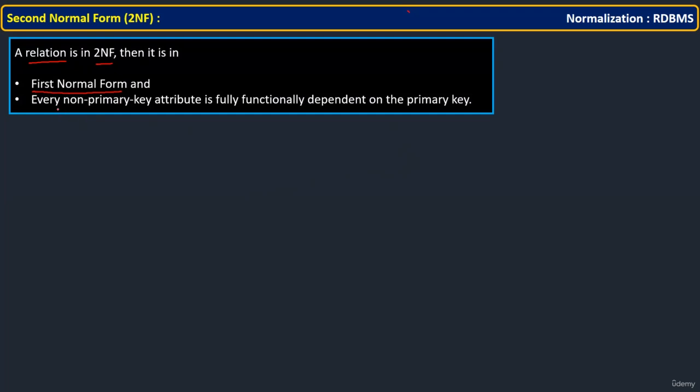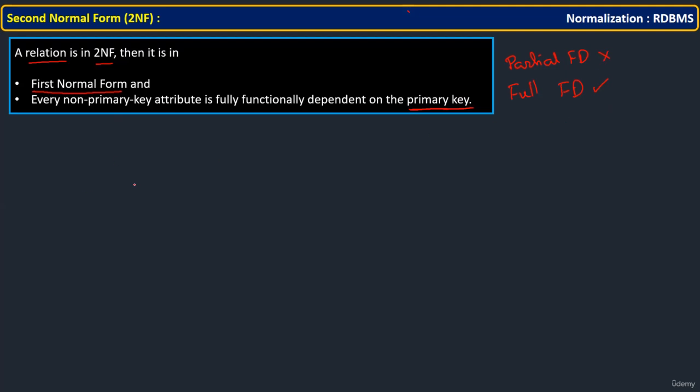Here the very important thing is that every non-primary key attribute is fully functionally dependent on the primary key. We already discussed that in the last lecture, in the functional dependencies concepts. We discussed partial functional dependency and full functional dependency. So he is talking about this one. Every non-key attribute should be fully functionally dependent on the primary key. There should not be any partial functional dependency.